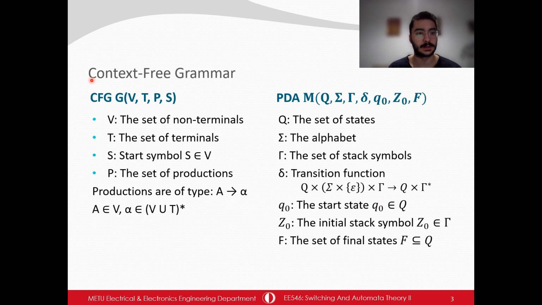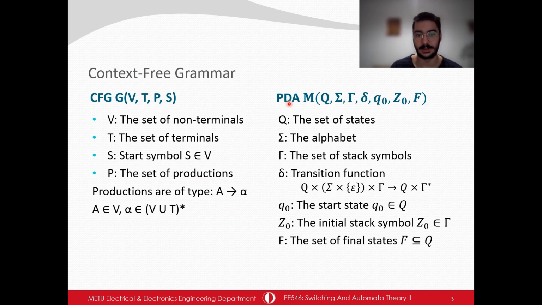So if you remember what is a context-free grammar, it's a set of 4 elements. We have the non-terminal set, we have the terminal set, we have the start symbol, and we have some set of production rules. So the important thing about these production rules are we have a non-terminal character and we produce a set of terminal and non-terminal characters including the empty string. So this part will come in handy in the following slides.